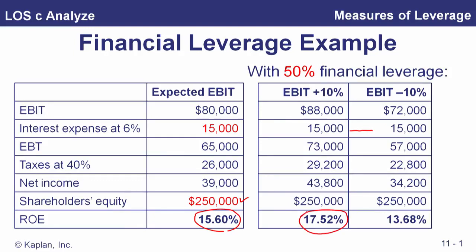Now, with financial leverage, an increase in operating earnings of 10% is increasing that ROE from 15.6 to 17.52, and a decrease in operating earnings would decrease that ROE like that. So we can see some of the effects of adding some financial leverage here.